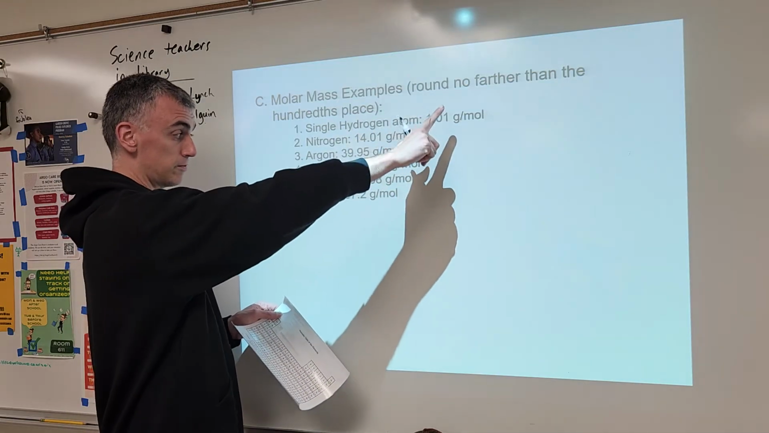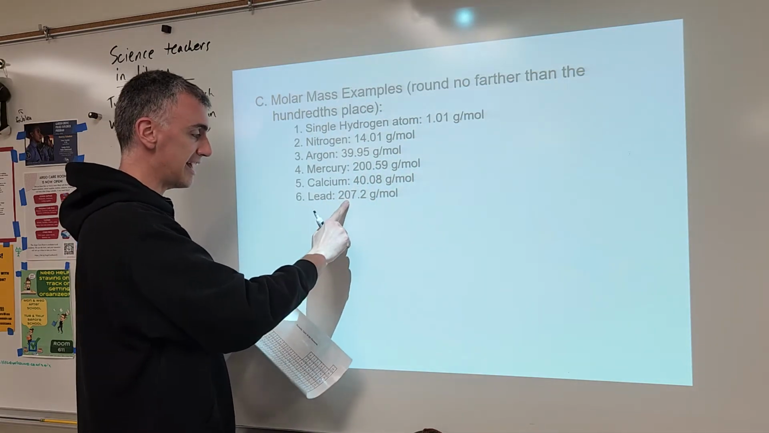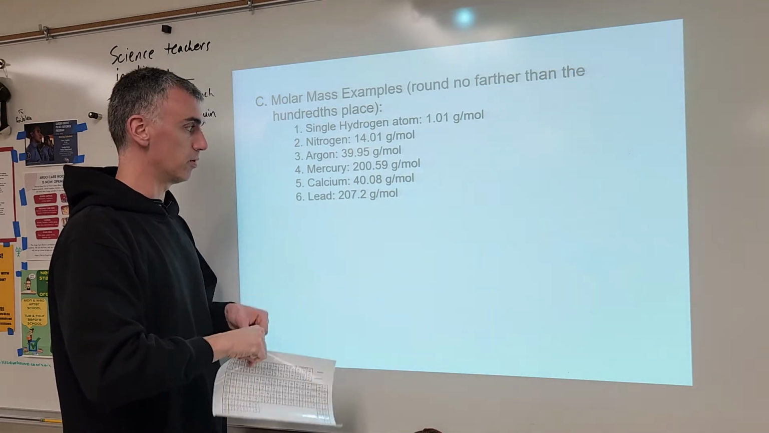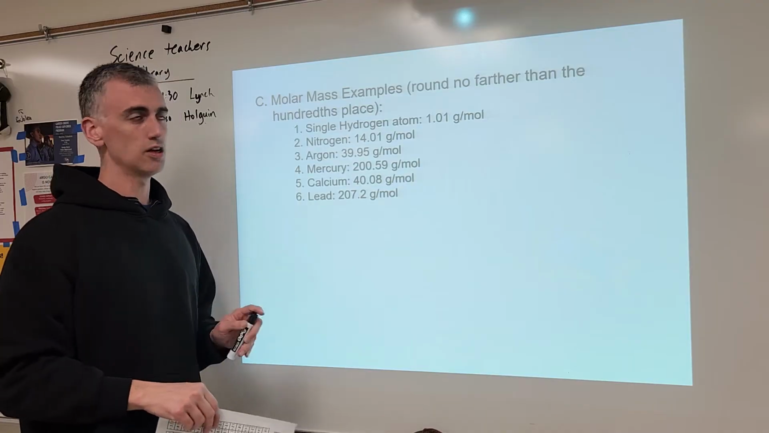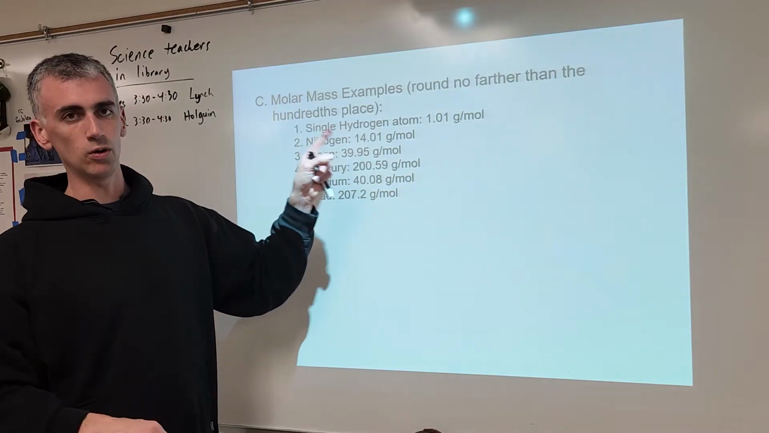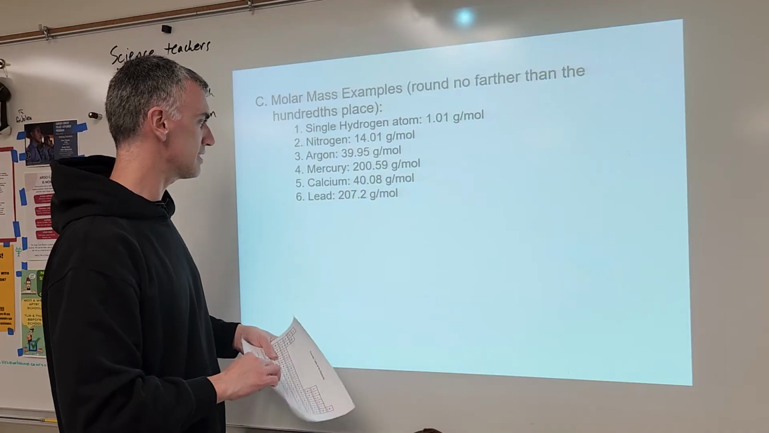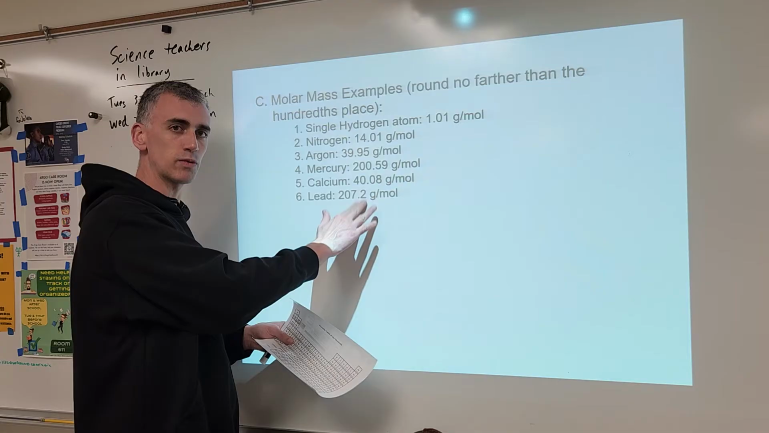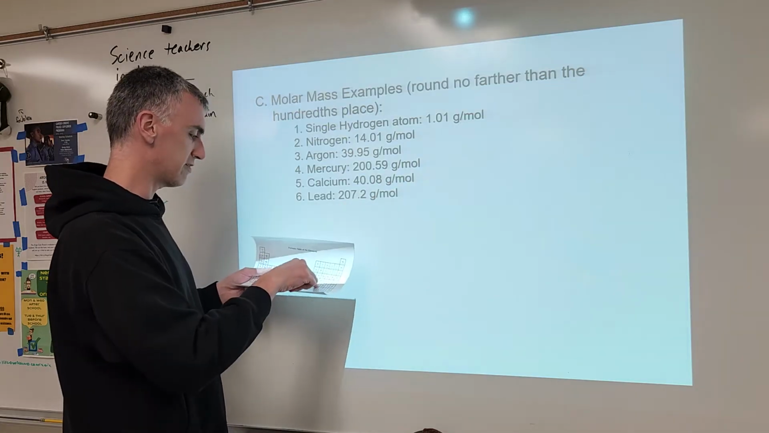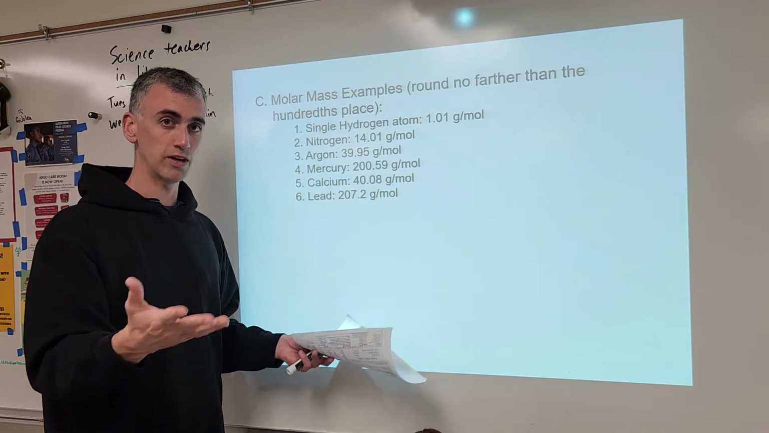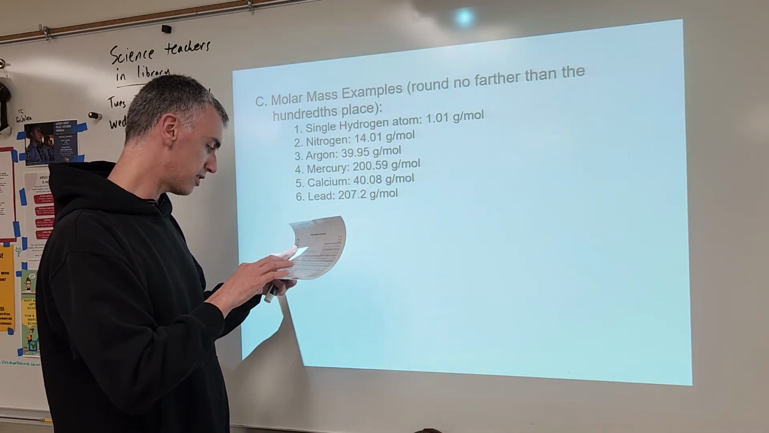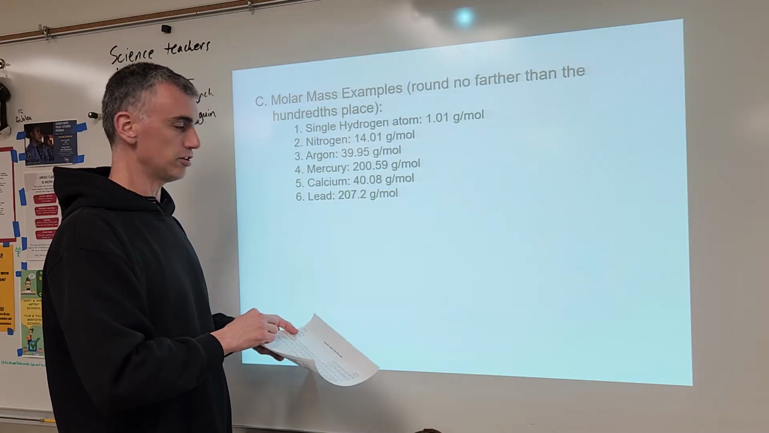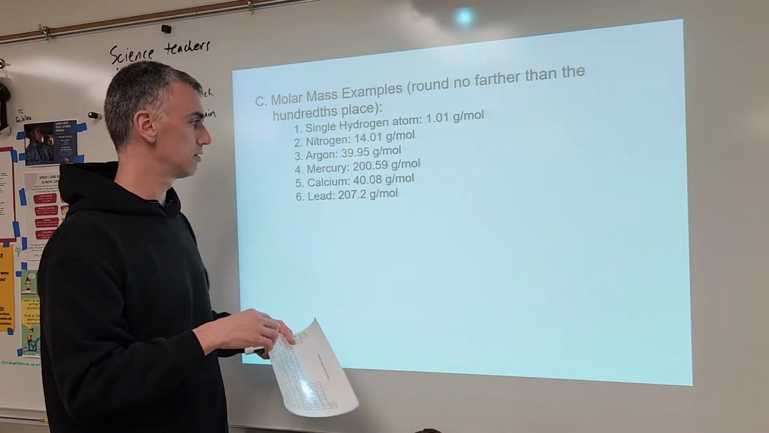Now, I say no further than the hundredths place because lead is written on here as 207.2 grams per mole. That's the tenths place. So the hundredths place is not a goal, it is a limit. What that means is if it goes beyond the hundredths place, round it back to the hundredths place. If it doesn't reach the hundredths place, then write whatever you have. So in this case, if it gives lead to the tenths place, you just write lead rounded to the tenths place. Or if you have something rounded to the nearest whole number, such as francium, mass of 223 even, you just write it as 223 even.